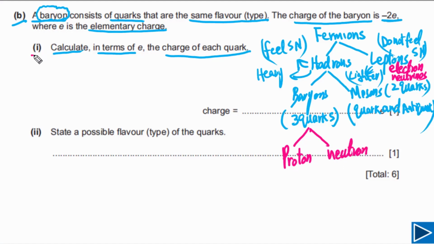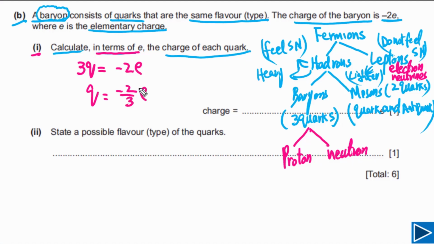Let's try to answer part 1. For part 1, we need to calculate in terms of e the charge of each quark. But now we understand each baryon consists of 3 quarks. So simply we can say in this case Q is the charge on a single quark. So the total charge 3Q has to be equal to negative 2e. From here we can find Q, which will be equal to negative 2 by 3 e.